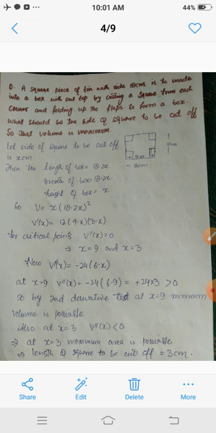Now the first question is: a square piece of tin with side 18 centimeters is to be made into a box without a top by cutting a square from each corner and folding up the flaps to form a box. What should be the side of the square to be cut off so that the volume of the box is maximum?